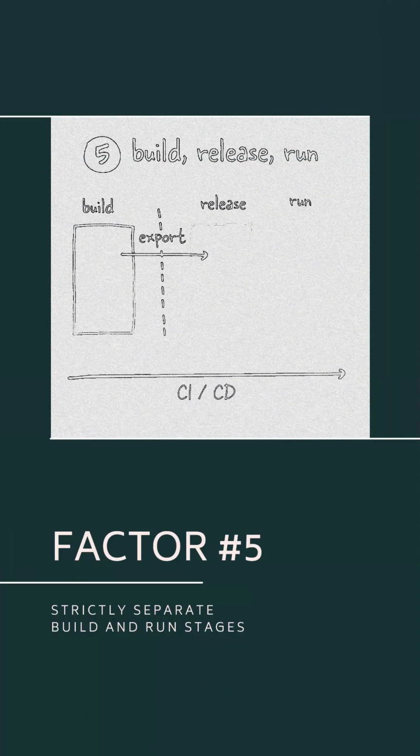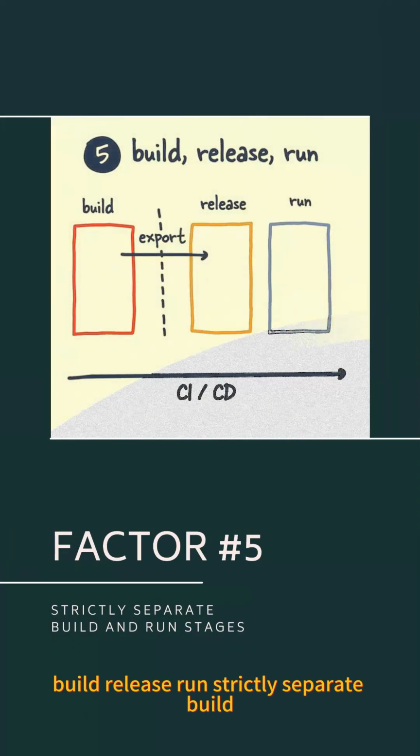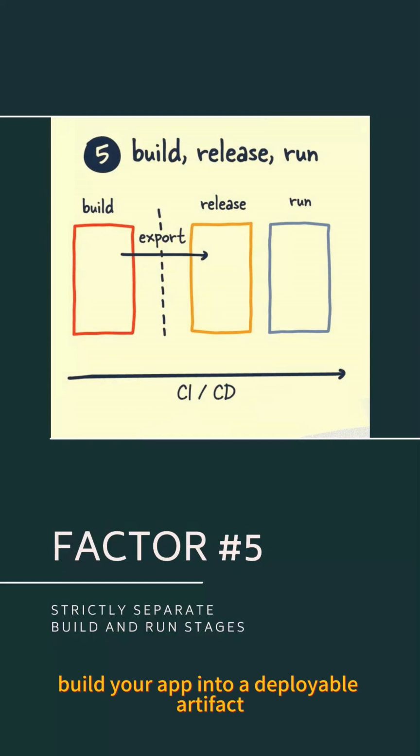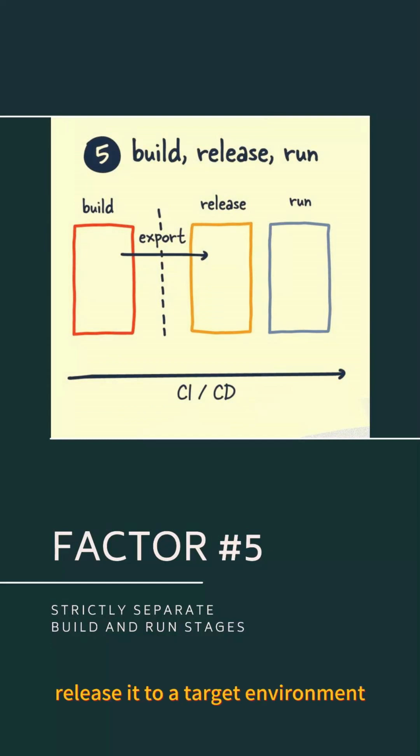Factor number 5. Build, release, run. Strictly separate build, release, and run stages. Build your app into a deployable artifact, release it to a target environment, and then run it in that environment.